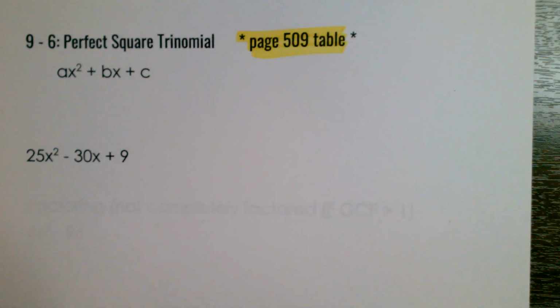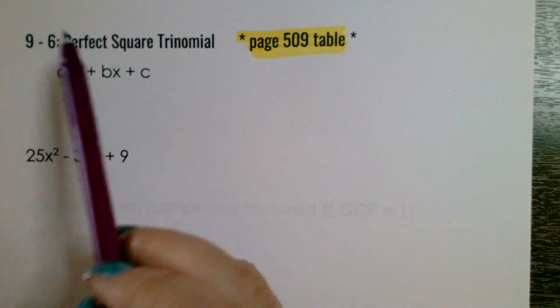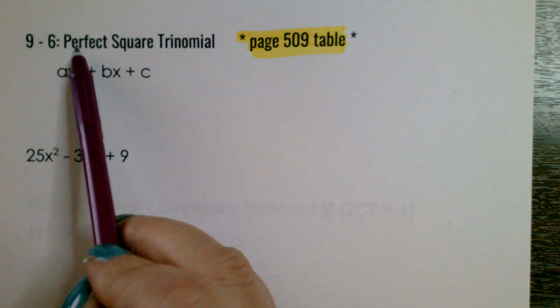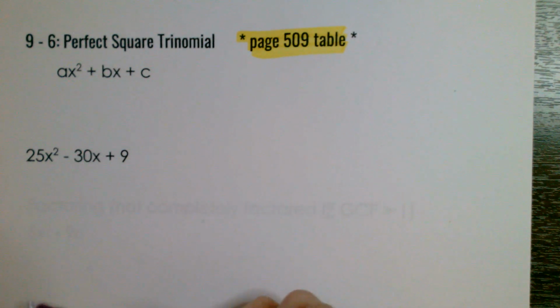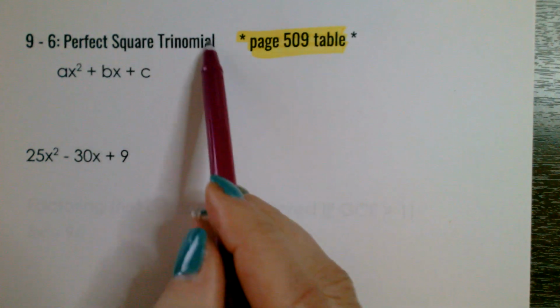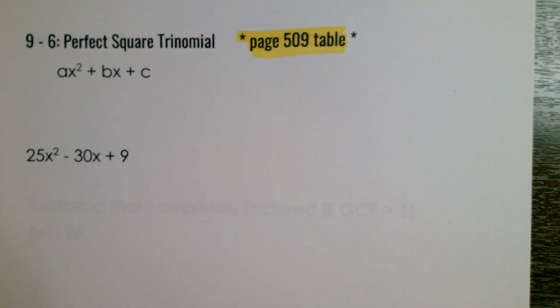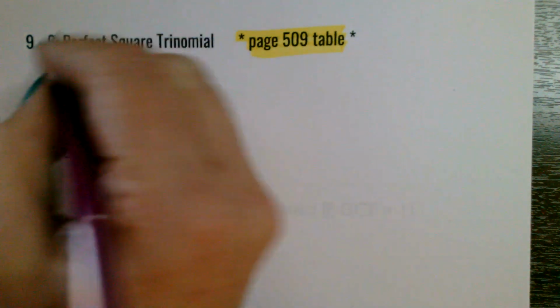Okay, we're going to now break it down. The other day we were talking about the difference of perfect squares. Now we're going to be talking about perfect square trinomials. You have already been working with them. I just maybe didn't call them a perfect square yet. So let me break this down just a bit.